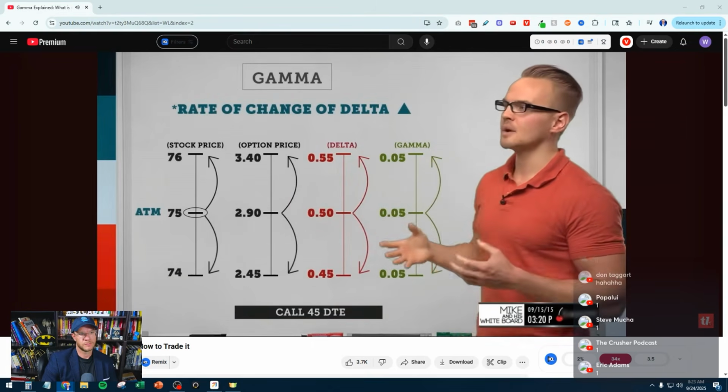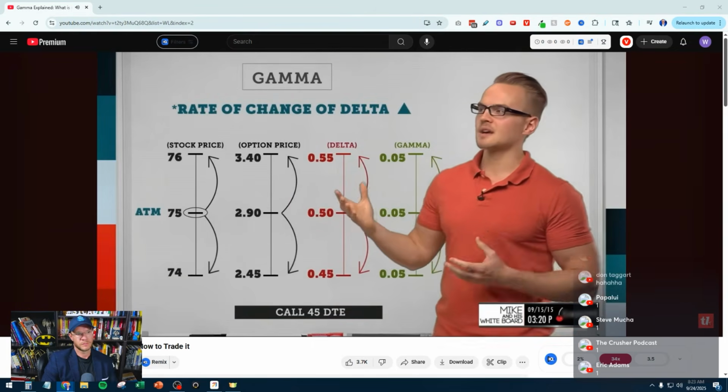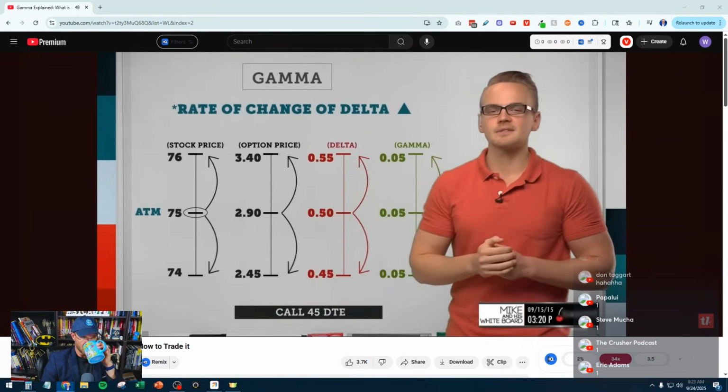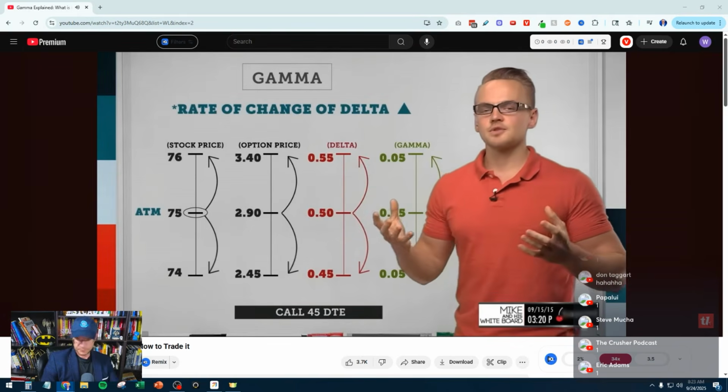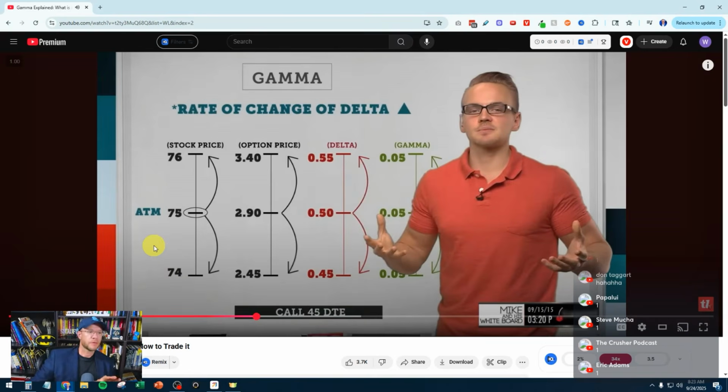So again, the real takeaway here is that when we're looking at 45-day till expiration trades or trades that are not in expiration. Granted, they sell options. This channel is all about selling options.